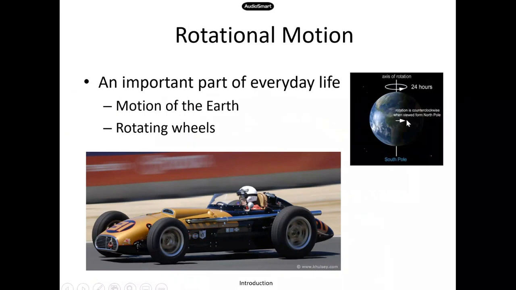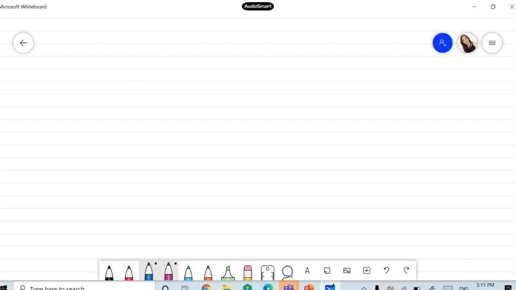The Earth is rotating about its axis. Then the car wheel is rotating. These are examples of rotational motion. Okay, let's recall the linear motion that you have learned. Linear motion, sometimes we call it translational motion, or linear motion.